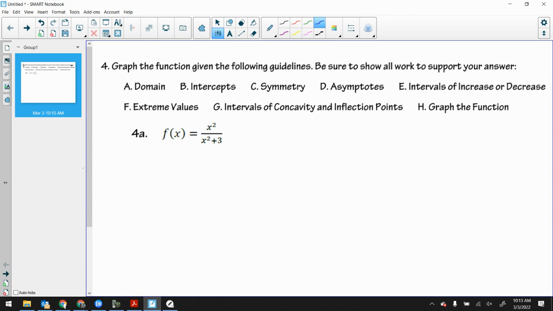Graph the function, give me the following guidelines. Be sure to show all work to support your answer. And I will do the same thing that I did on the quiz. I will write up there, these are the things that I want you to do. It's not like I'm going to ask you to memorize those pieces. All right, so let's get started here. First thing, the domain.